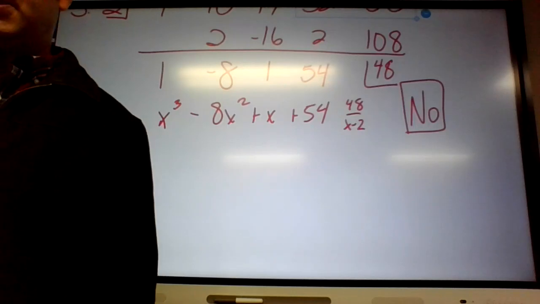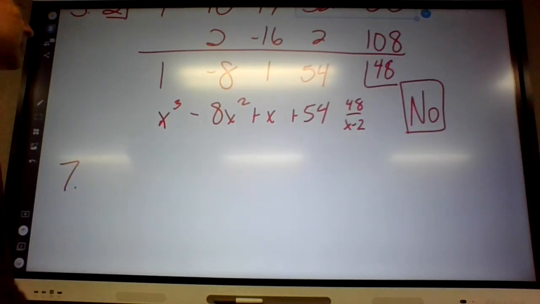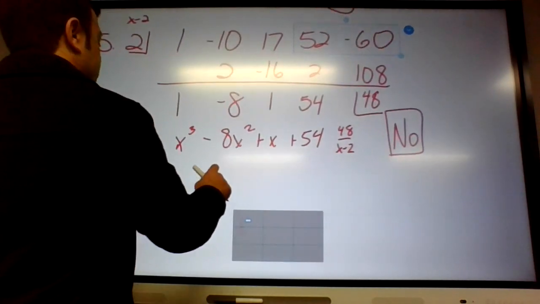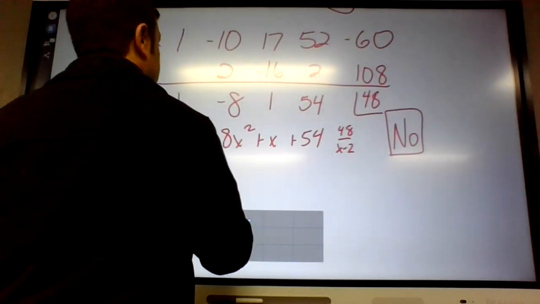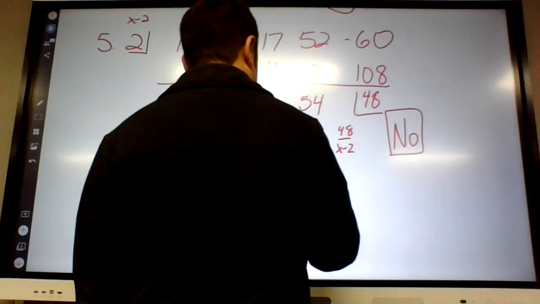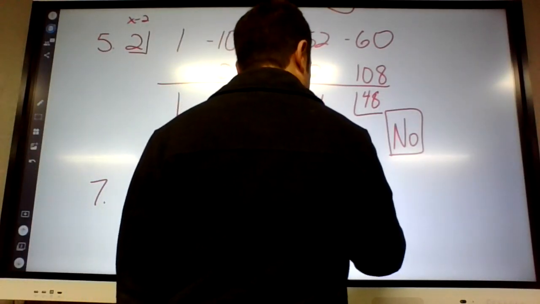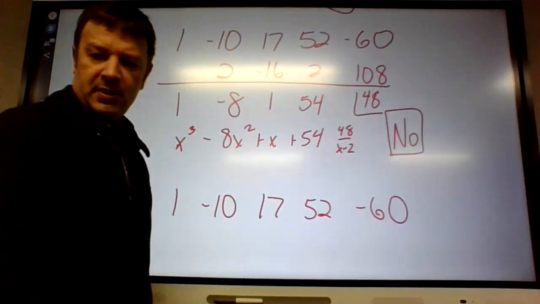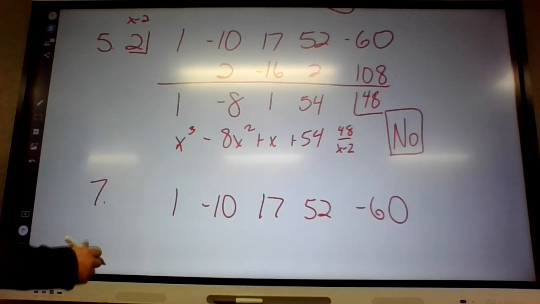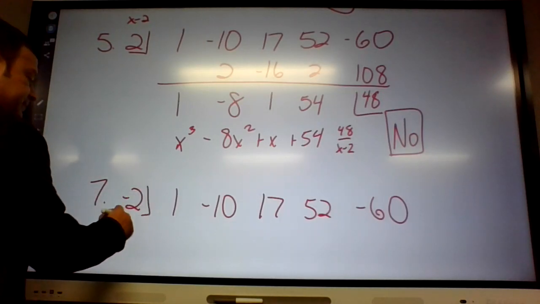Number 7, same thing. So we're going to use all those same coefficients. Since when do you need a piece of paper? And we're dividing by x plus 2, so I'm going to put negative 2 in the box.